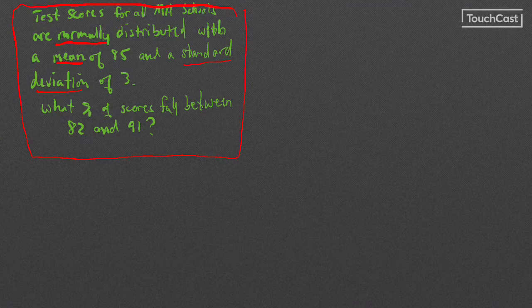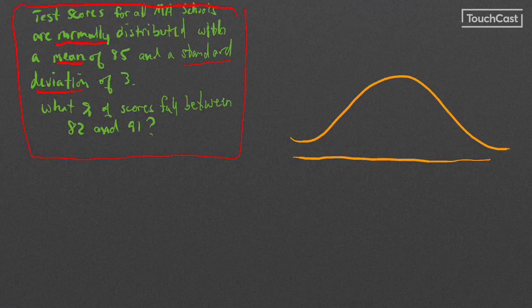In any of these problems, the first thing you want to do is draw the graph out. You want to make sure that you understand what things look like. We know this is an empirical rule question, and we also know that this particular set of scores is normally distributed, so I can assume a normal curve. We're given that the mean is 85, so I can draw that right in here.